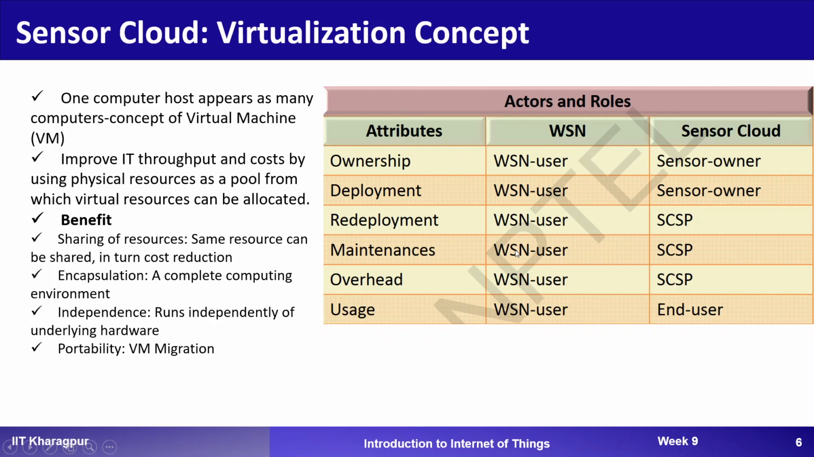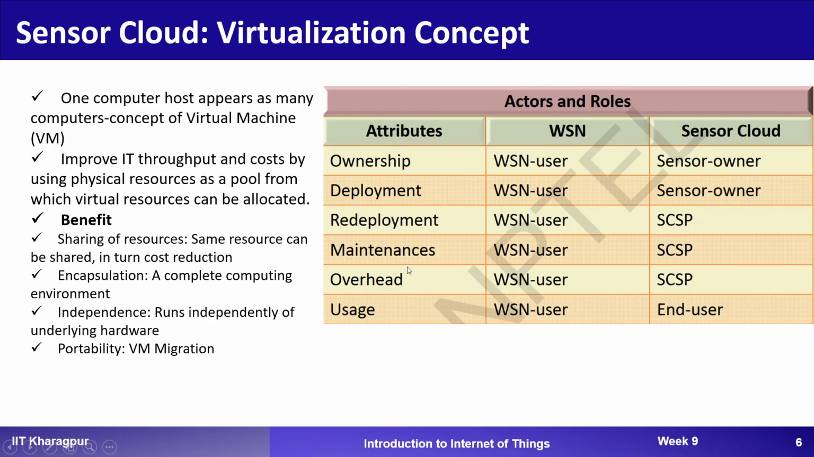So these are the differences between your wireless sensor network and your sensor cloud. In case of your wireless sensor network, the ownership is with your wireless sensor network user. However, in case of your sensor cloud, it is with your sensor owner. Deployment, in case of WSN, is with the WSN user, and in case of sensor cloud, it is with your sensor owner. In case of WSN, all the roles are played by your WSN user. However, in case of your sensor cloud, ownership and deployment are done by your sensor owner.